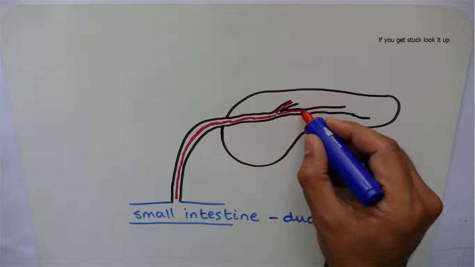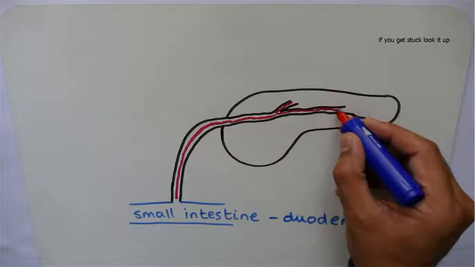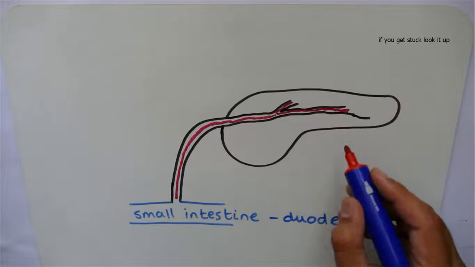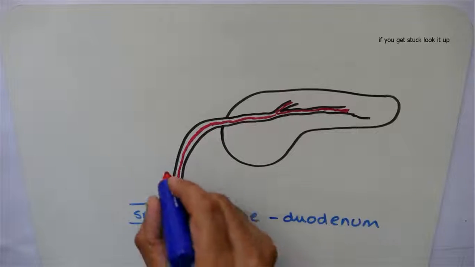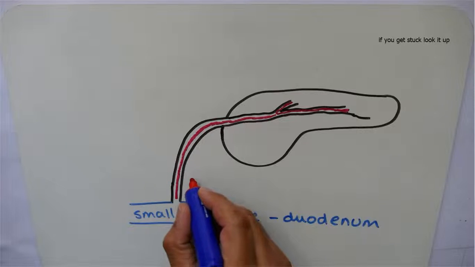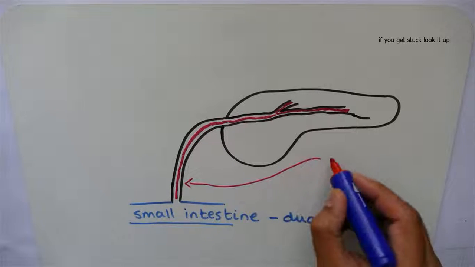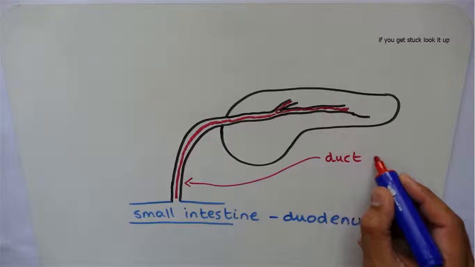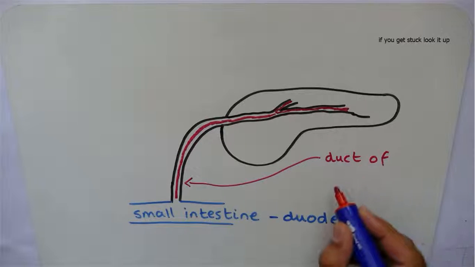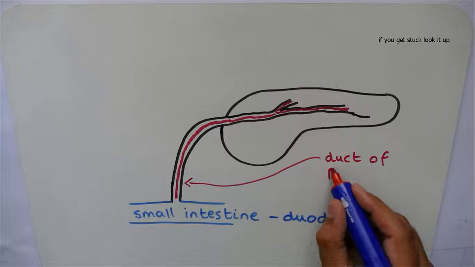And all the juices produced in the pancreas come down this pipe. This pipe is the duct of the pancreas. So let's label that up. It's the duct of the pancreas.